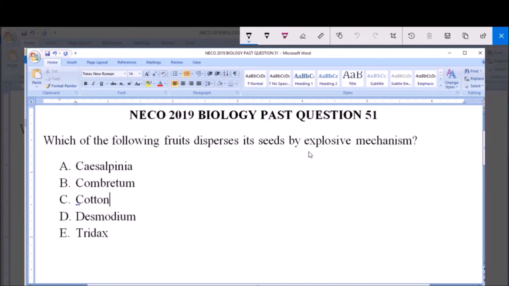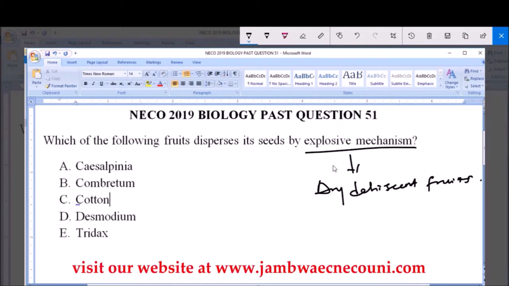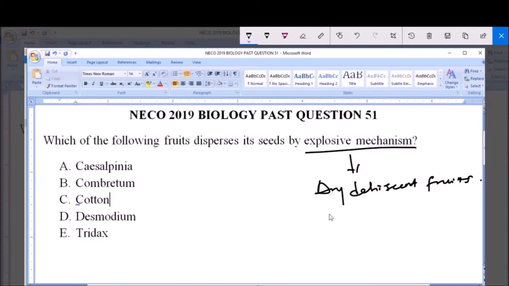Now, most of the fruits that disperse their seeds by explosive mechanism are dry dehiscent fruits. They disperse their seed via this explosive mechanism. An explosive mechanism is a self-dispersal mechanism because it does not involve external agents.